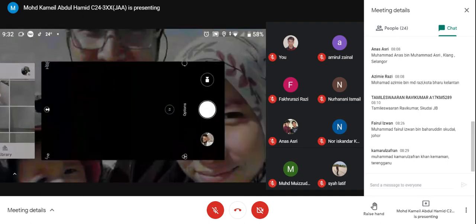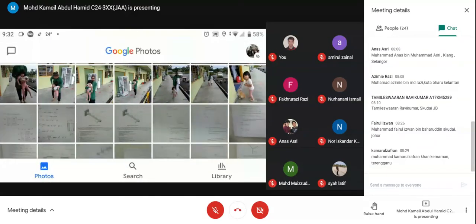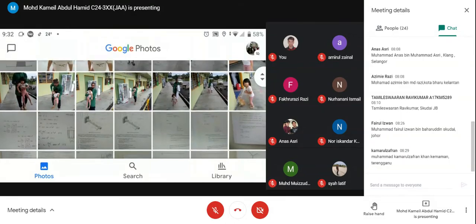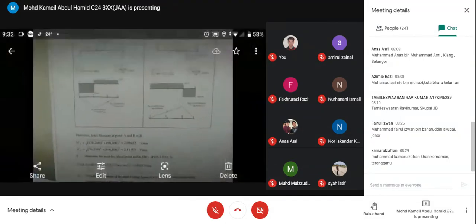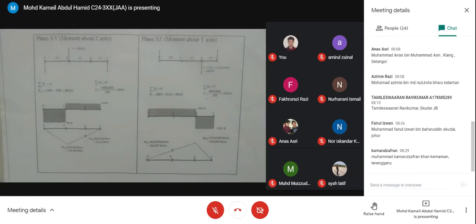Okay, the next one is on the moment and torsion diagram. Moment, shear and moment diagram. This is just the usual, okay, so this kind of problem.